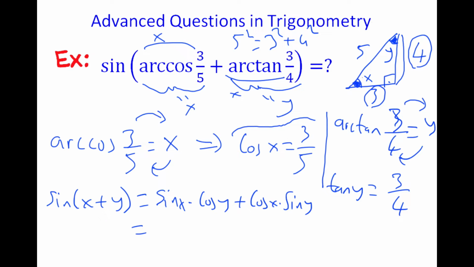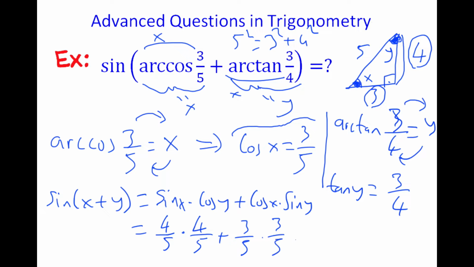In the next step, we look at the situation from the angle x's perspective. Sine was opposite divided by hypotenuse, which is 4 divided by 5, times cosine y. We look at the situation from y's perspective. Cosine, again, is adjacent divided by hypotenuse, which is 4 divided by 5 again, plus cosine x, which is 3 over 5, times sine y, which is again 3 over 5.